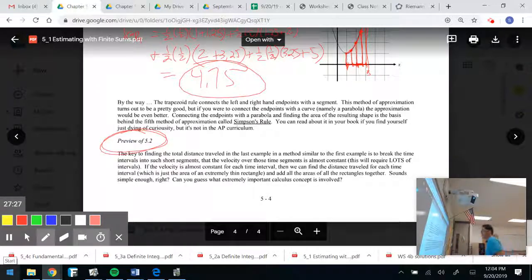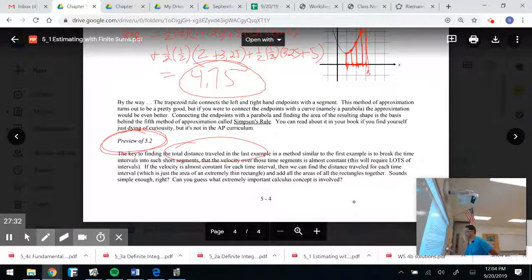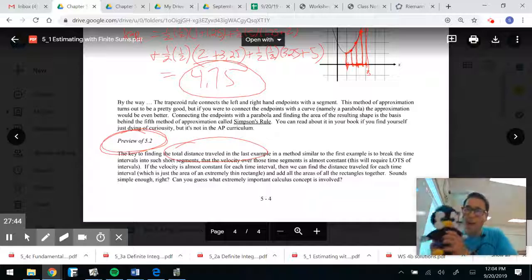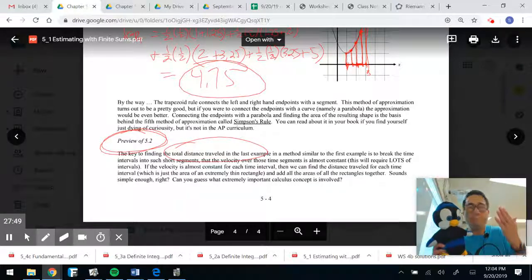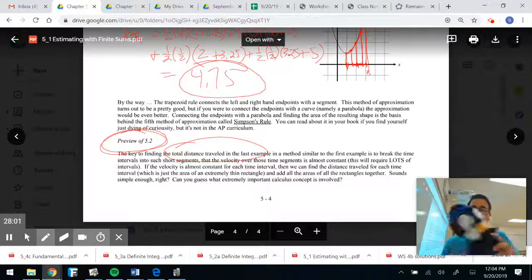The key to finding the total distance traveled in the last example is similar to the first example, in that the more intervals we have, or the more trapezoids, or the more rectangles we have, the better approximation I'm going to get, right, homie? We want a lot. And the more rectangles or the more trapezoids you have, the better approximation of the area under the curve you're going to get. Now, that really sounds like something we've already done in calculus. Can you guess what extremely important calculus concept is involved?